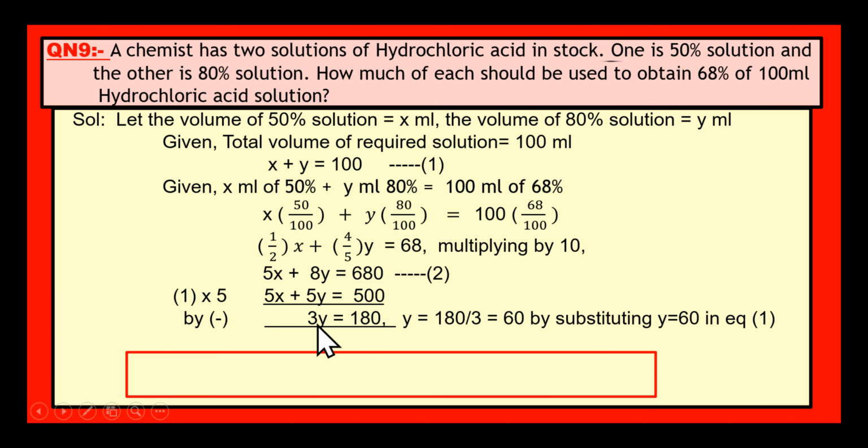8y minus 5y is 3y. And what is 680 minus 500? 680 minus 500 is 180. Therefore, y is equal to 180 divided by 3. 3 in 180 is 60 times.